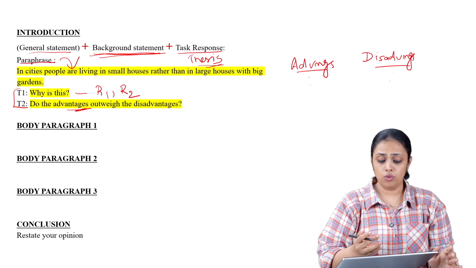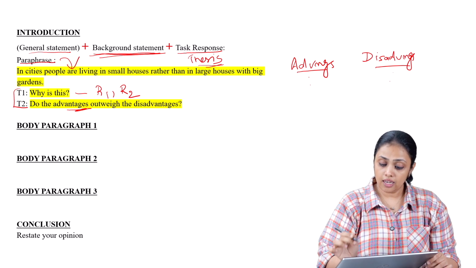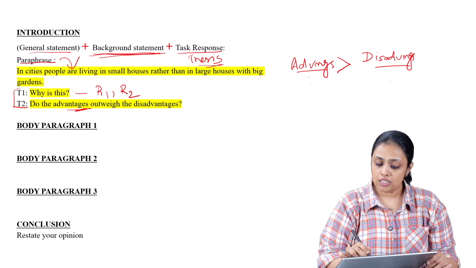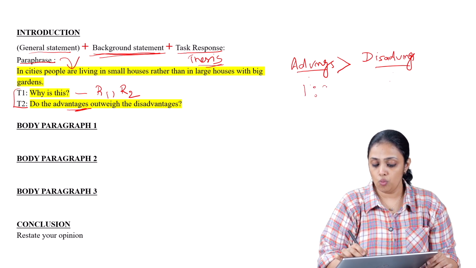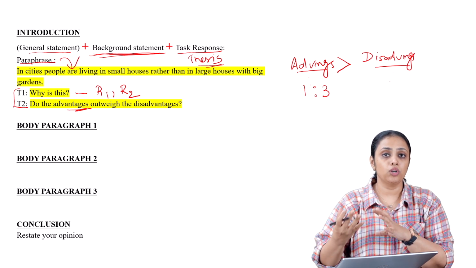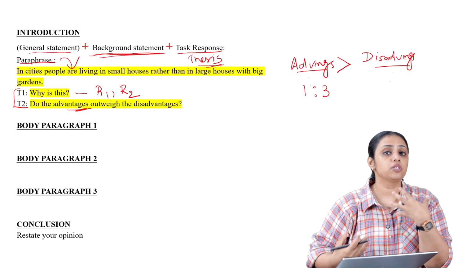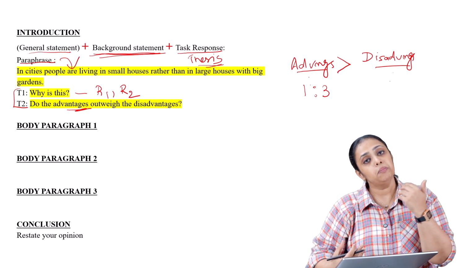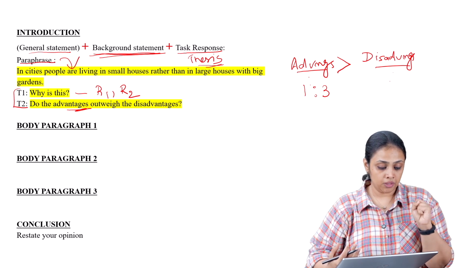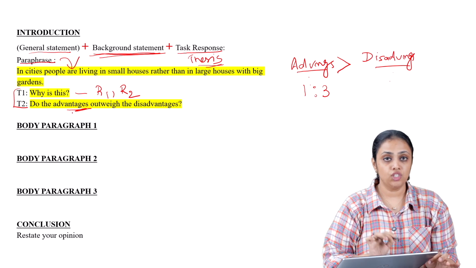Now, in this case, let me assume that I'm going for advantages outweigh disadvantages. Then I should be writing more of advantages in my essay and less of disadvantages. Generally, it is said that we should follow the ratio 1:3. So whichever side you're supporting, you have to provide more points of that aspect. If I'm supporting advantages, I should present more advantages, but if I'm supporting disadvantages, I should put in more drawbacks or limitations.